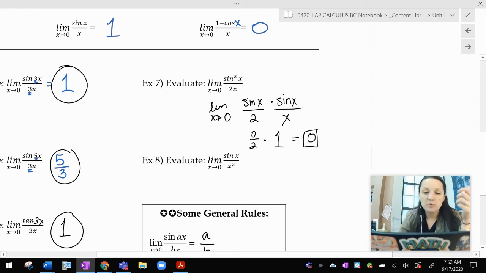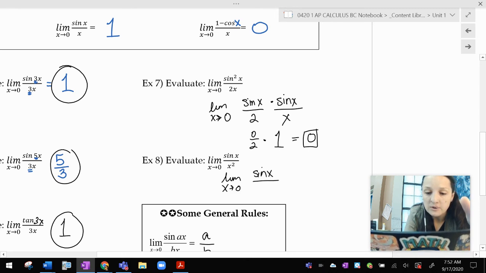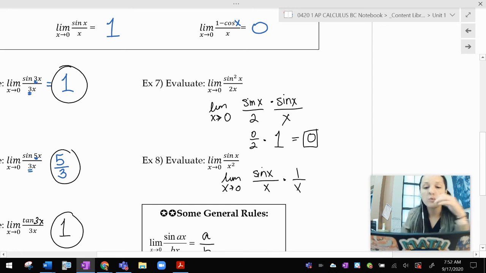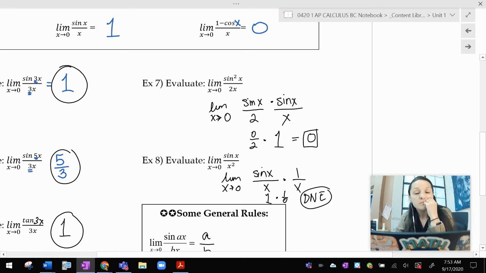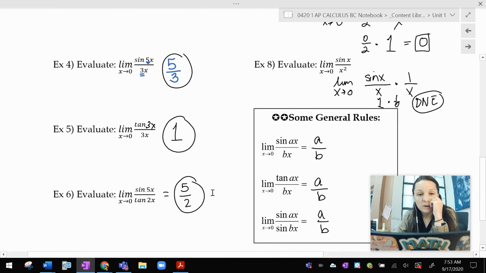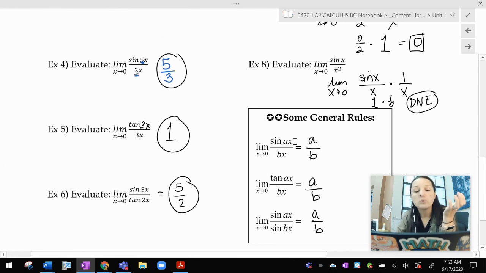And then if I have sine of x over x squared, I'm going to do very much the same thing. As x approaches 0, I'm going to have sine x over x times 1 over x. And as x approaches 0, sine x over x approaches 1. And as x approaches 0 here, I have times 1 over 0. That's going to be undefined. This limit doesn't exist. Okay? So that is how all of these work. So you want to get everything back into a form where you have sine ax over bx or tan ax over bx and kind of manipulate things to make sure that that works out.